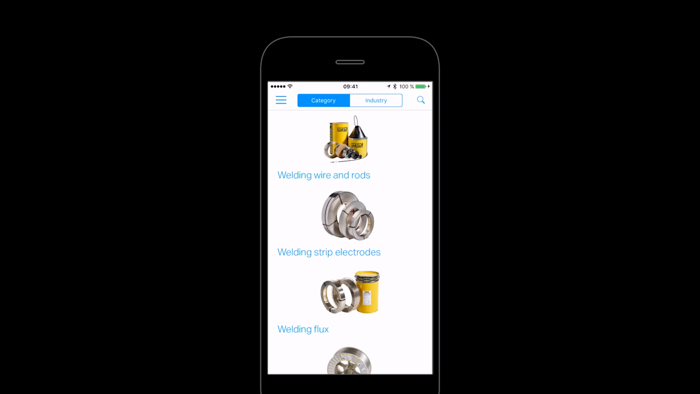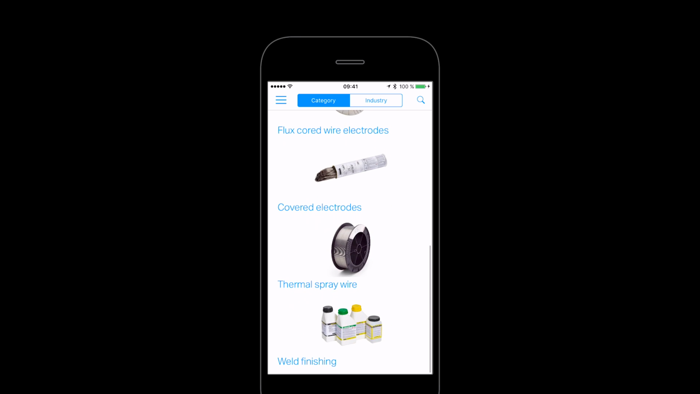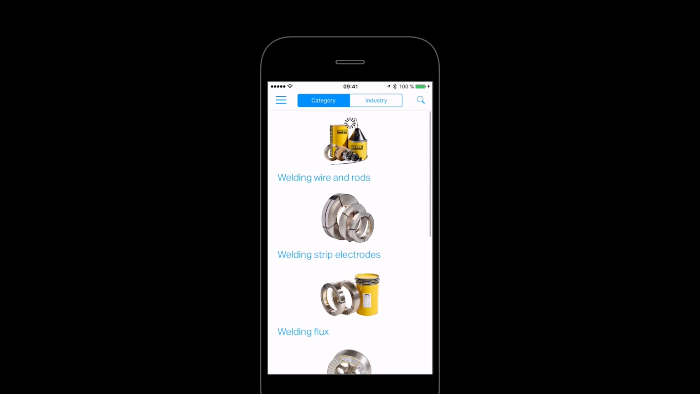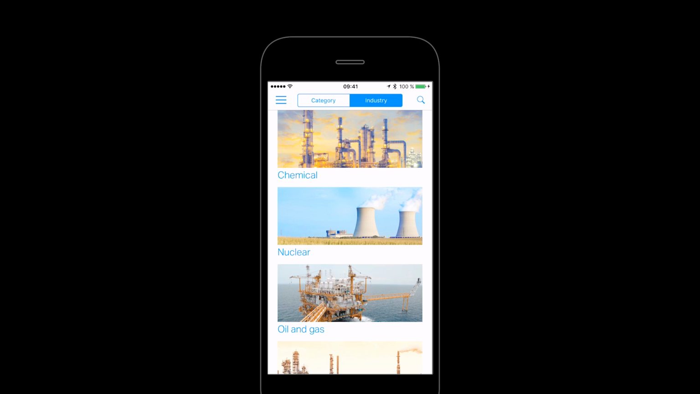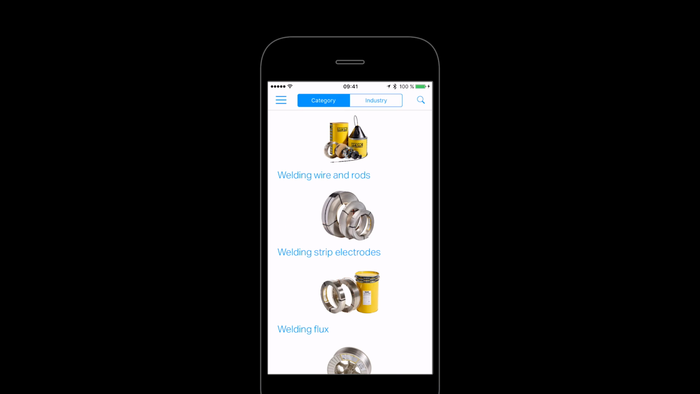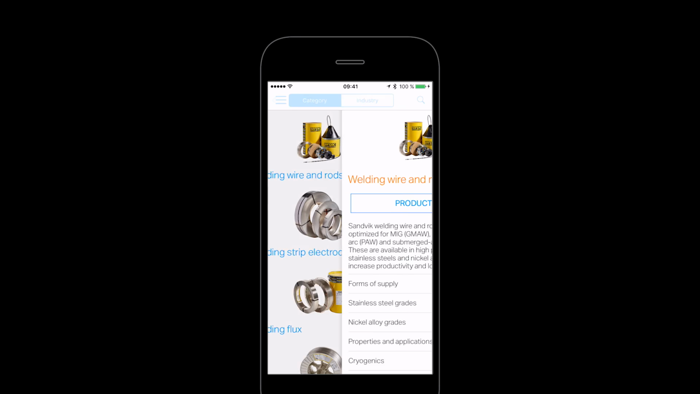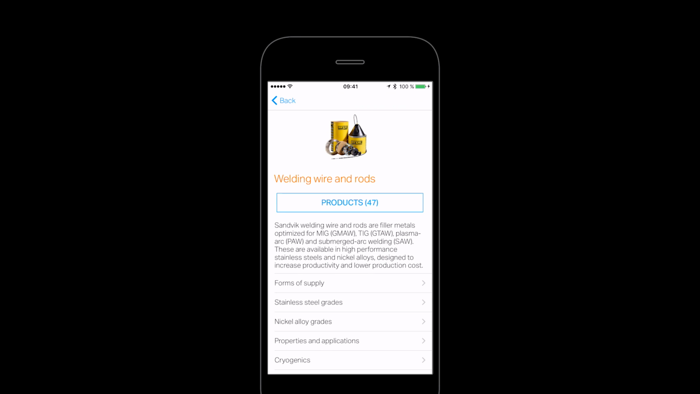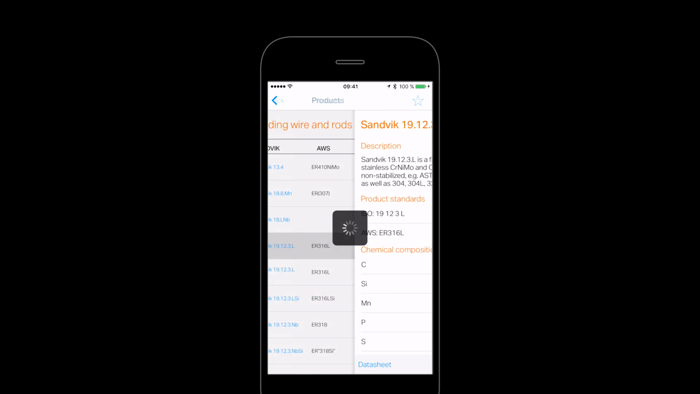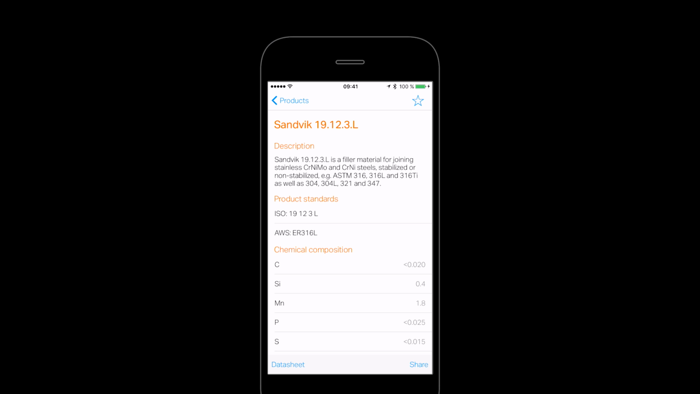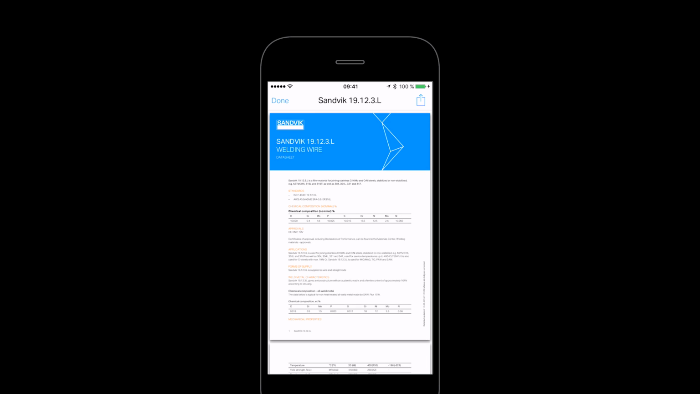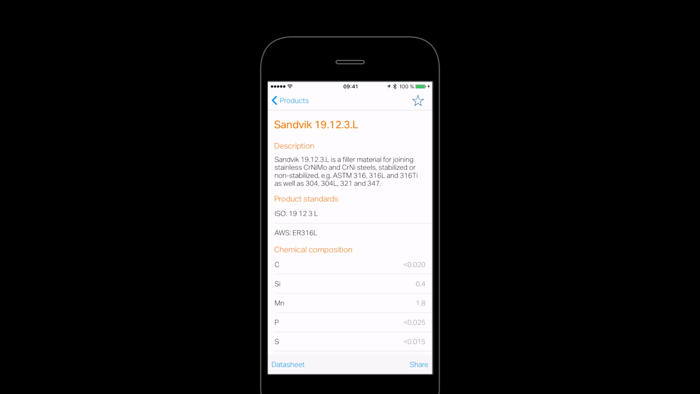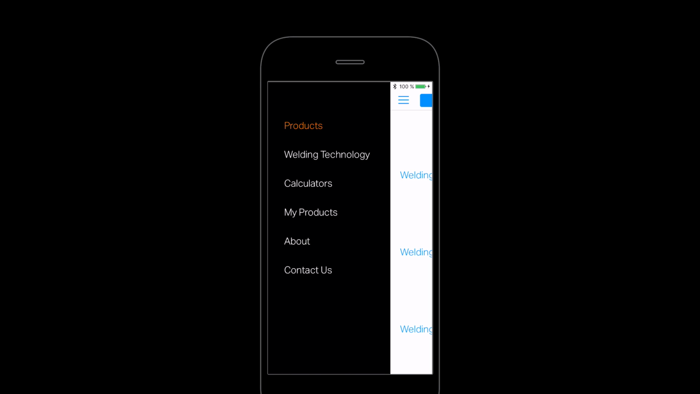Opening the app, there's a menu from which I can reach the section about products. I can navigate on either product groups or industry and click my way to information about products in general or particular grades. Looking into detail, I find datasheets, which I can also download. A product section that I often need to get to, I can mark as a favourite, and it lands under My Products.